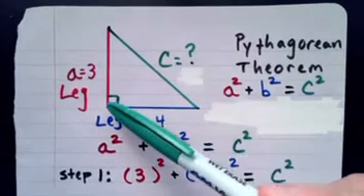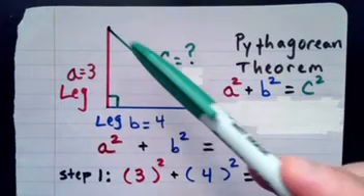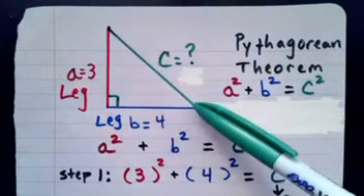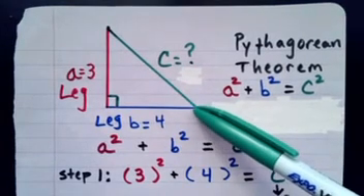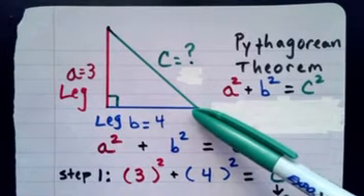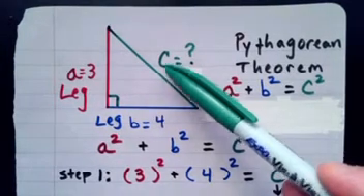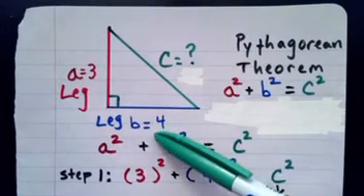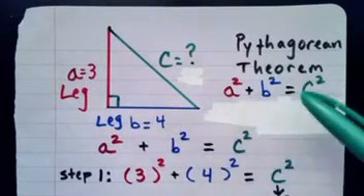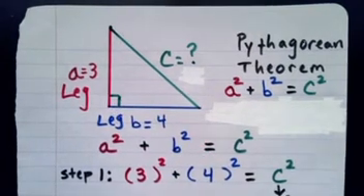Now, directly across the 90-degree angle, you have the longest side of this triangle, which is called the hypotenuse. So the value for c will always be longer than a and longer than b. Now, again, you can only use the Pythagorean theorem with a 90-degree right triangle. Let's go ahead and get started.